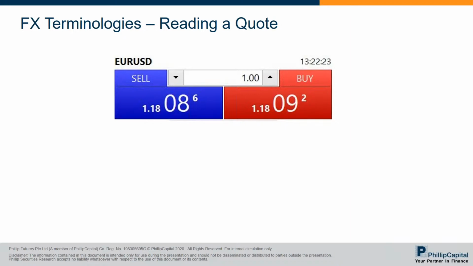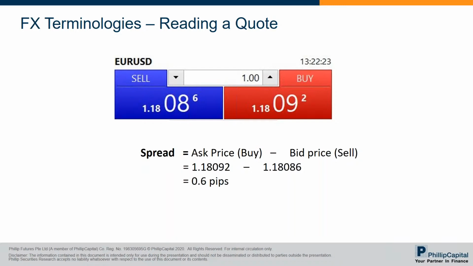So what is actually spread? I've been mentioning spread. So spread is basically the difference between the buy and the sell, the ask price minus the bid price. That's how you have the spread. The spread can go as low as 0.6 pips.